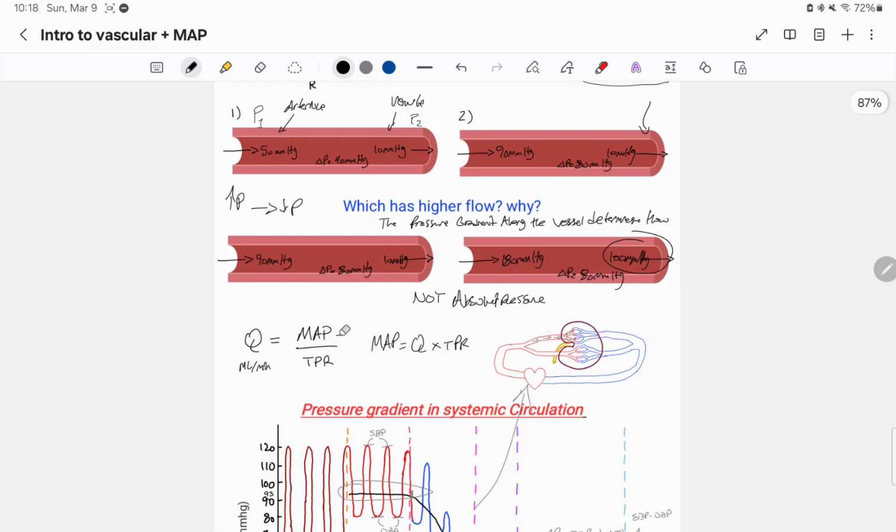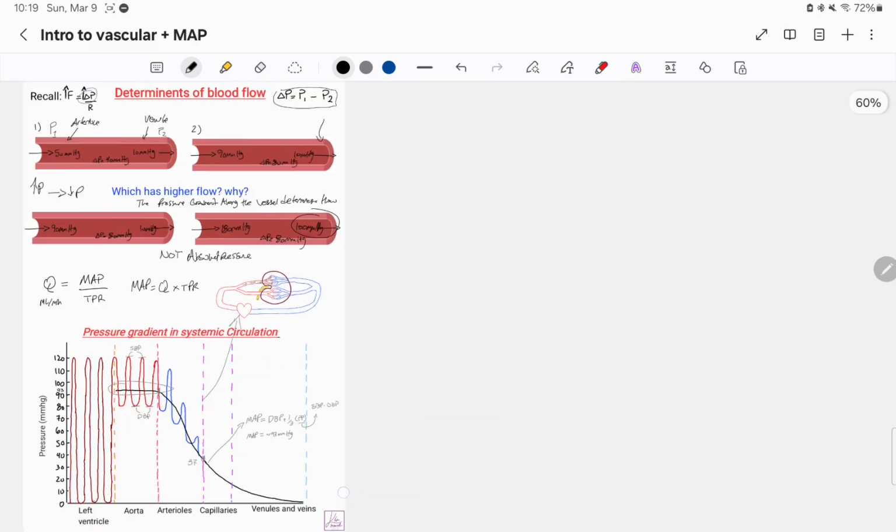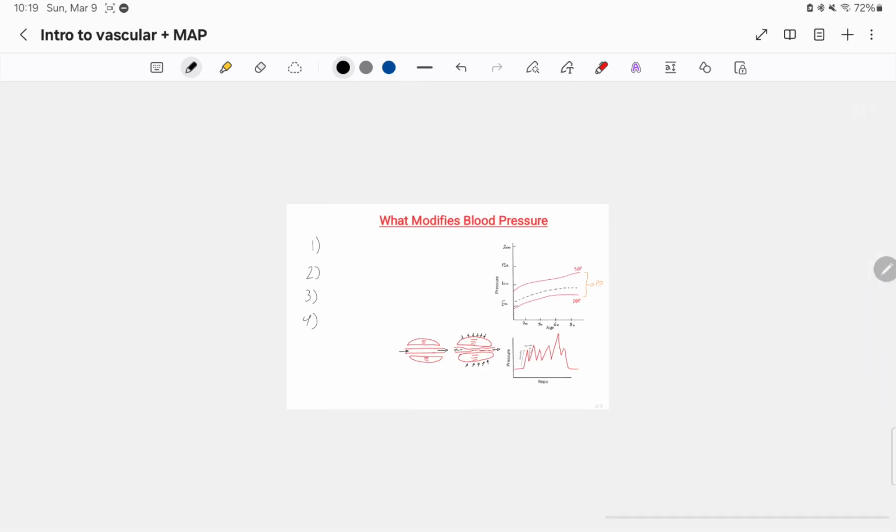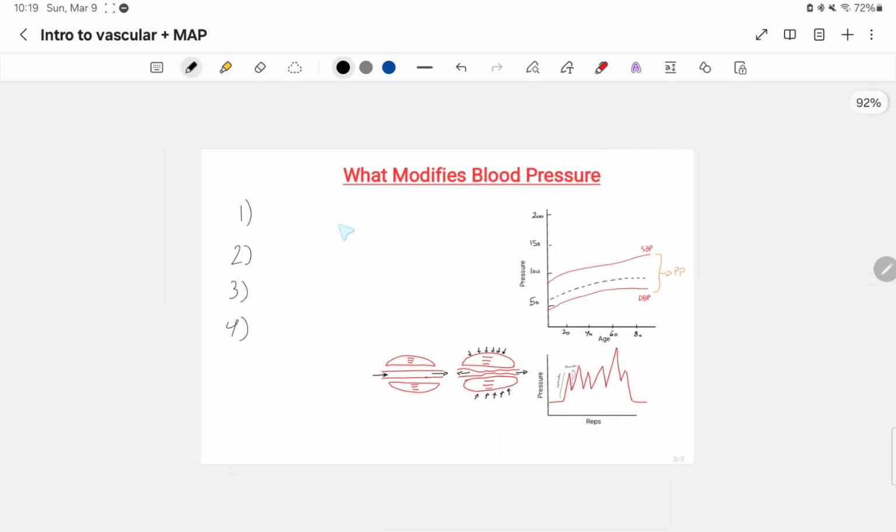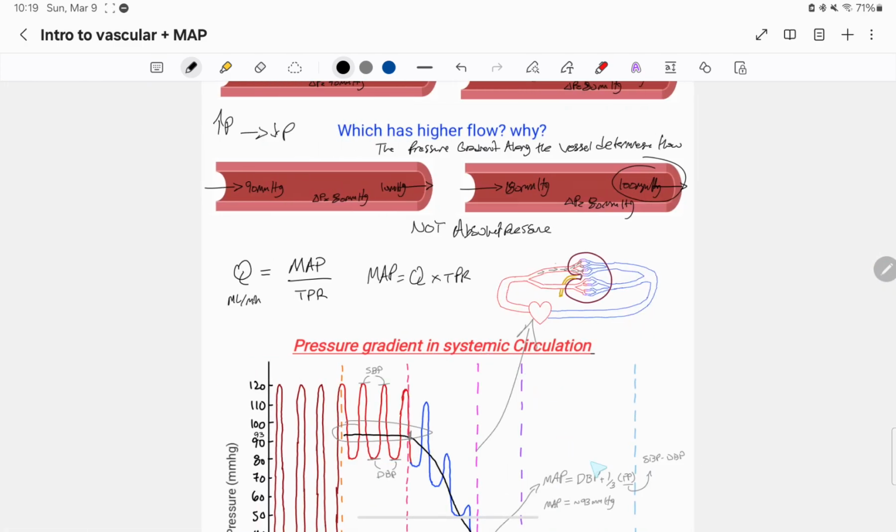Now, let's talk about the final topic here, which is what modifies blood pressure, the pulse pressure, or the mean arterial pressure. Because really, guys, if I were to increase my systolic blood pressure, and you can do the math on this, I would actually end up increasing my pulse pressure. And if I increase my pulse pressure, I'm going to increase my mean arterial pressure.